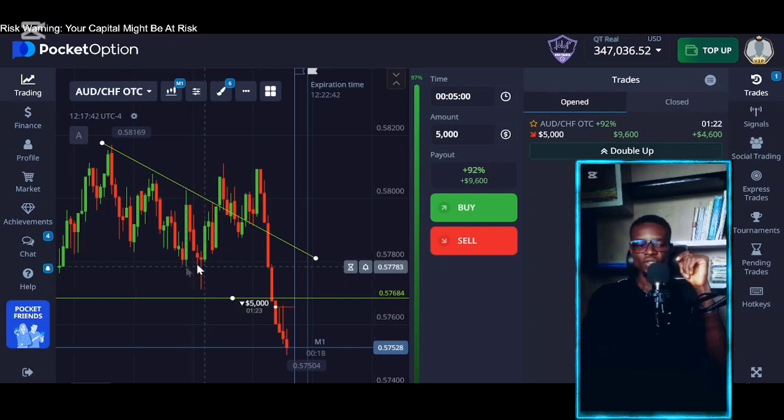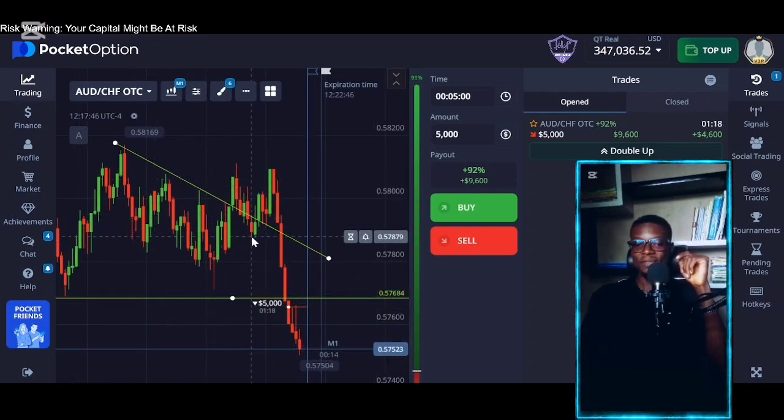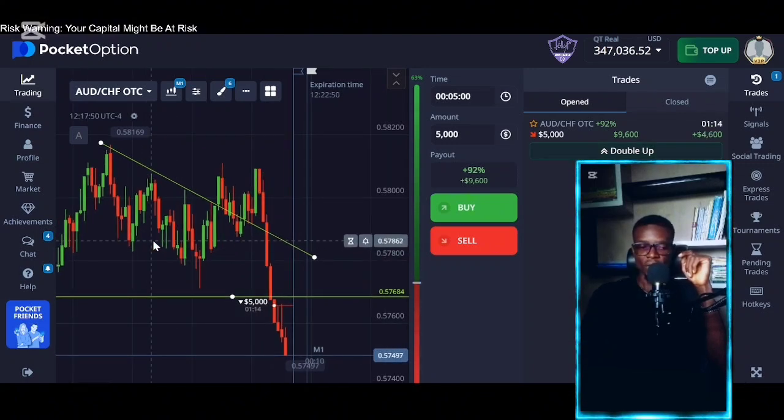So we are going to wait for this trade to finish, and of course at the end of the day we will be explaining everything. At the end of this trade I will explain everything, why I took this trade. We have now less than 2 minutes, as you all can see.